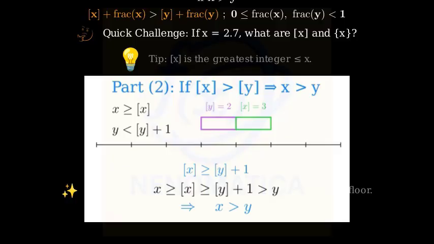Imagine the integers on a number line. If the floor of x is strictly greater than the floor of y, then the integer holding x is at least 1 more than the integer holding y. So floor of x is at least floor of y plus 1.